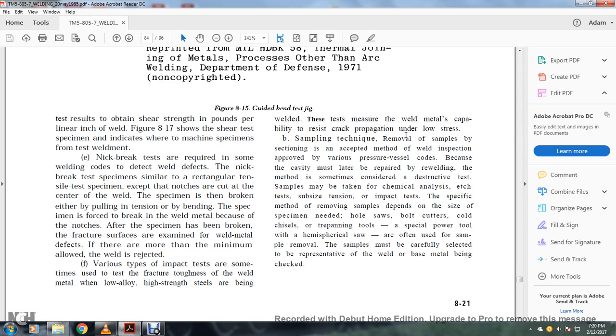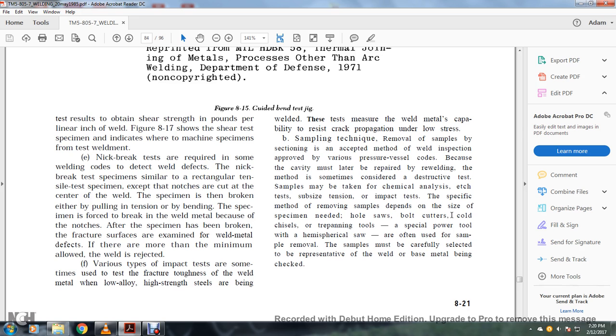Sampling techniques: removal of a sample section is an accepted method. Welding inspection of pressure vessels, because the cavity must later be repaired by rewelding. The method is sometimes considered a destructive test. Samples may be taken for chemical analysis, etc., tests, subsize tension, or impact tests. The specific method of removing the sample depends on the size of the specimen needed.